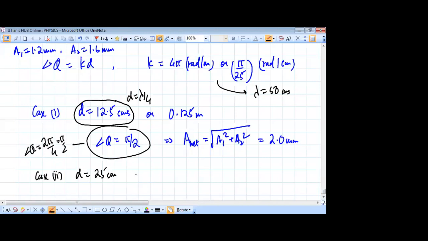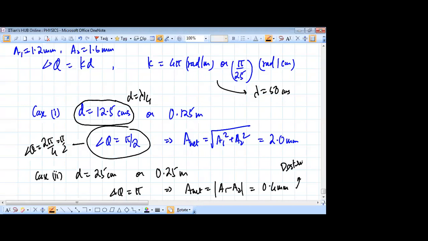Okay. So anyway, go by the formula based method also. Delta phi will come out to be pi. So your net amplitude should come out to be mod of A1 minus A2. So it should come out to be 0.4 millimeters. So this is the destructive interference case. So this is giving a practical situation of why it occurs like this. Why does this happen? We get destructive interference, we get constructive interference for different values of D. You can understand why that happens.